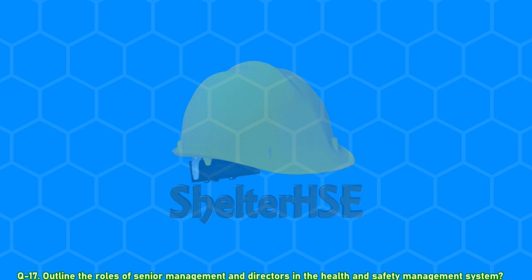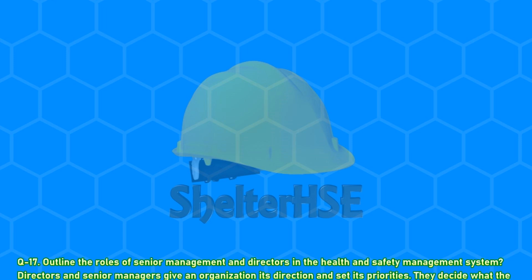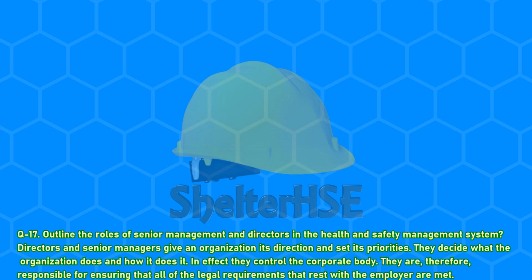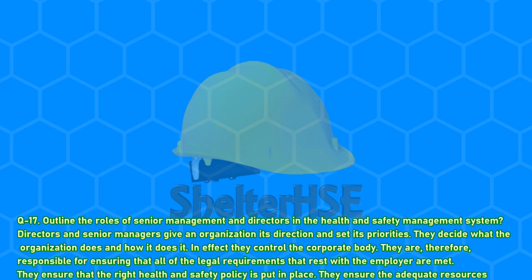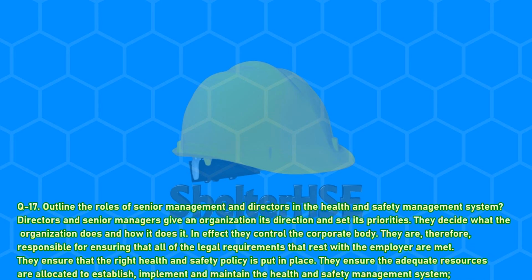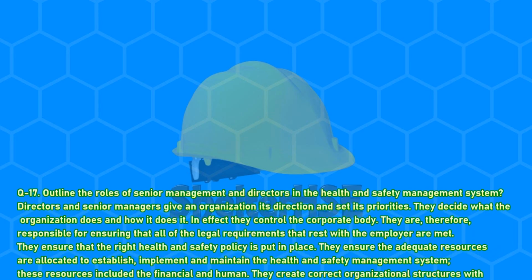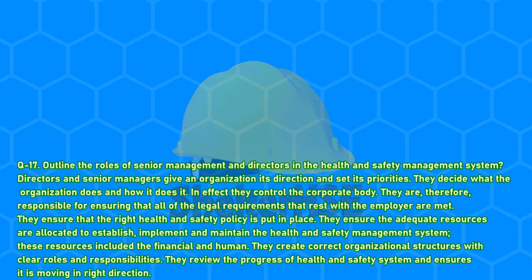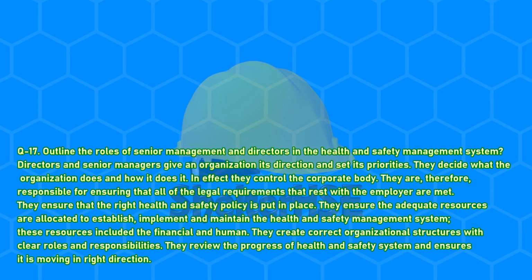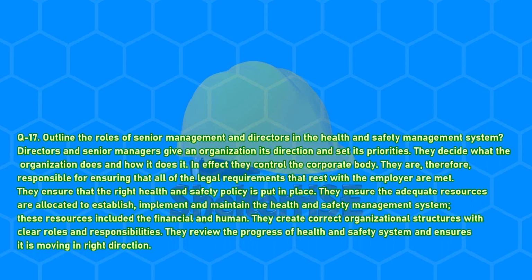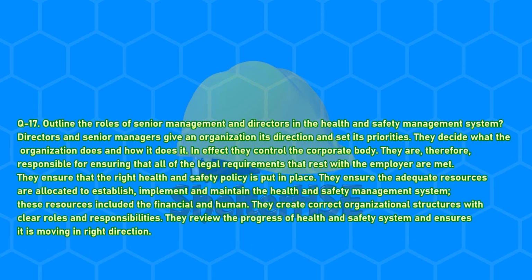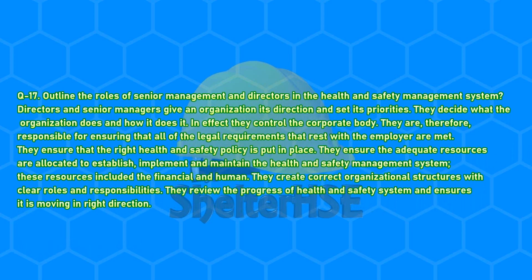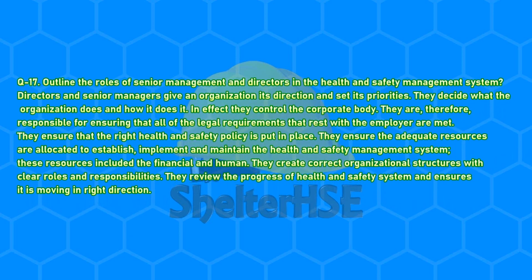Question 17. Outline the roles of senior management and directors in the health and safety management system. Answer. Directors and senior managers give an organization its direction and set its priorities. They decide what the organization does and how it does it. In effect, they control the corporate body. They are, therefore, responsible for ensuring that all of the legal requirements that rest with the employer are met.